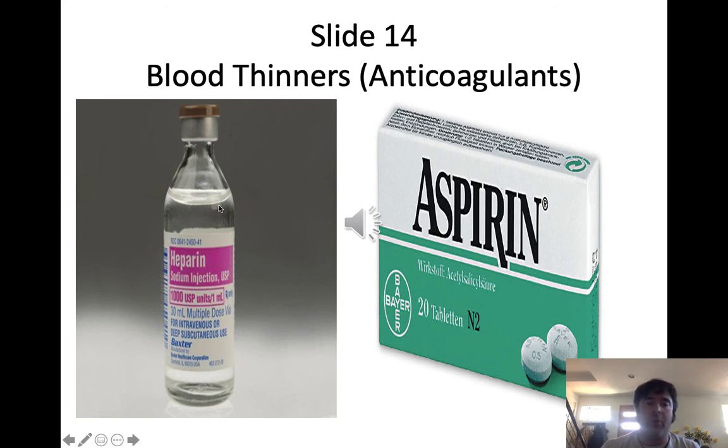Heparin is a very common one. We use heparin all the time. Heparin prevents the formation and activation of a constellation of clotting factors. That's what heparin does. It works on the clotting factors.